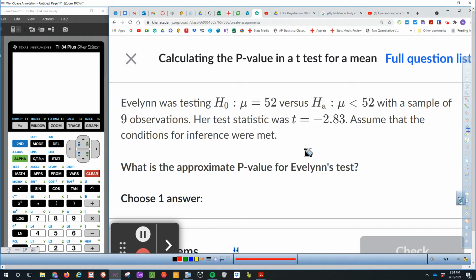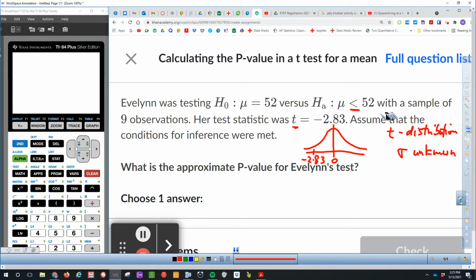If I were to draw a t distribution and put in the t statistic, the center is still going to be 0. The t statistic is negative, let's say it's here, negative 2.83. This is supposed to be a t distribution, because when you deal with means, you will most likely deal with a t distribution because your population standard deviation is unknown.